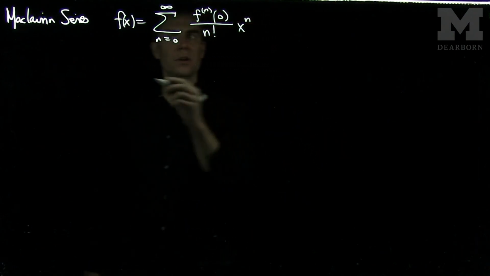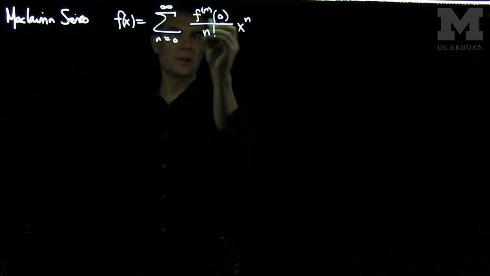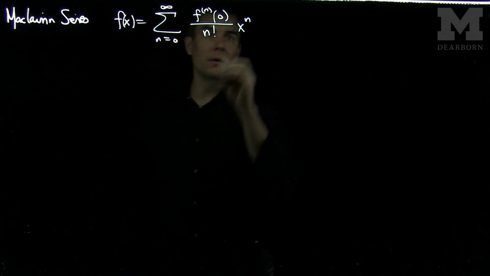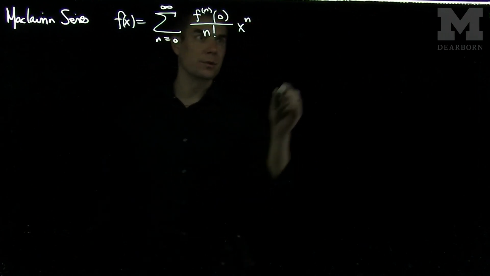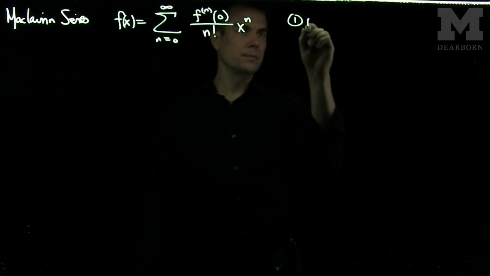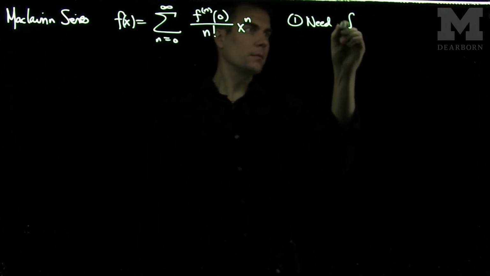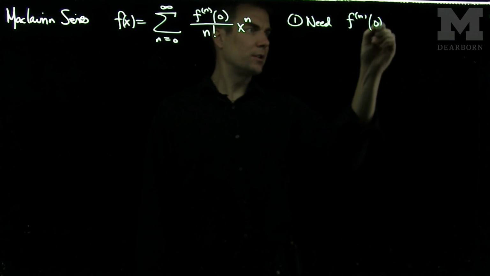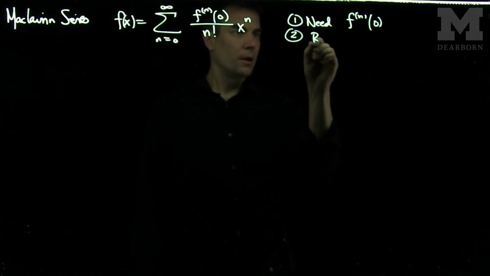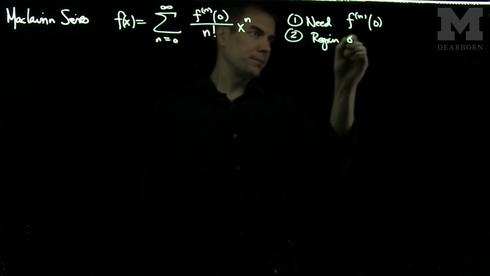And so, in order to compute these Maclaurin series, I need to do two things. I need to find the formula for the nth derivative at 0, and I need to find the region in which this converges. So there's two things to do. We need a formula for the nth derivative at 0, and then we need the region of convergence.